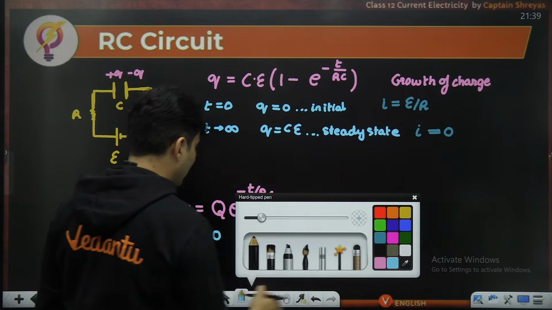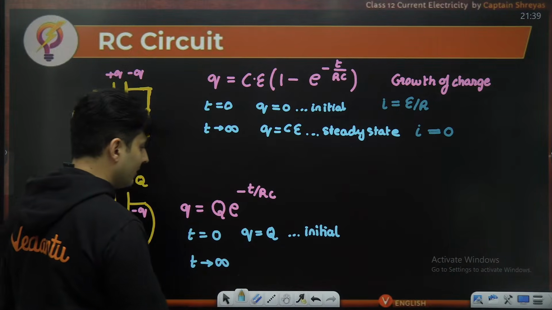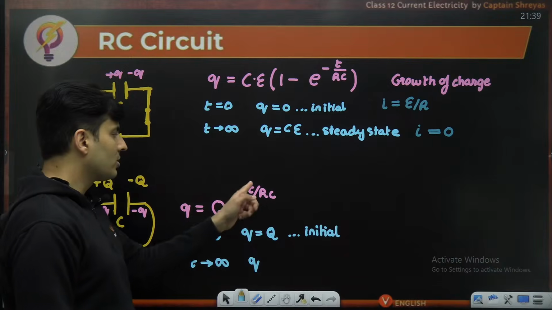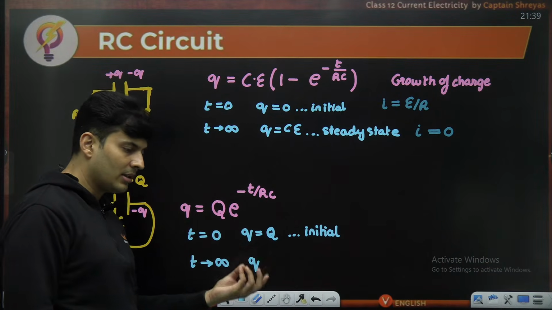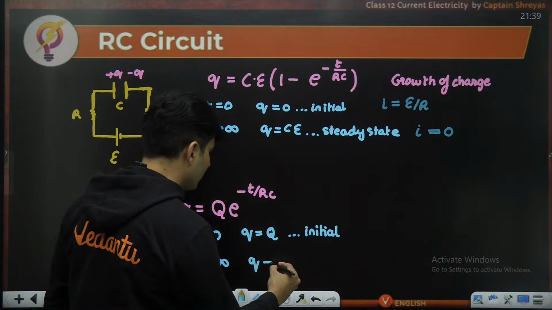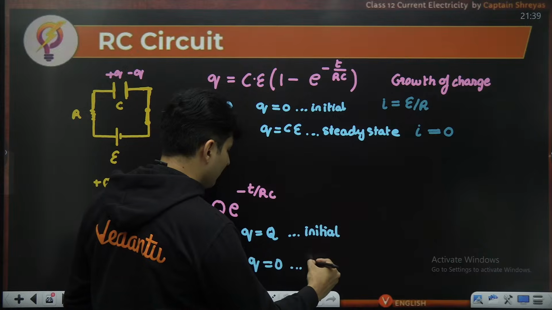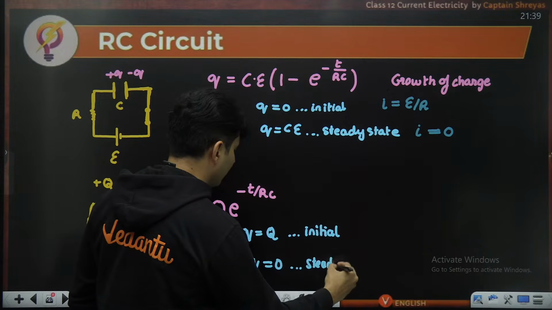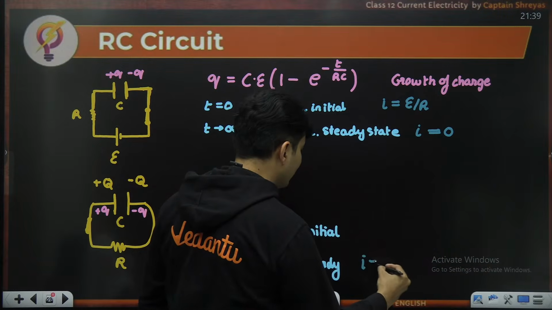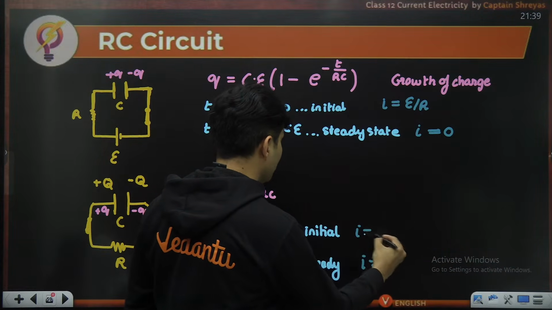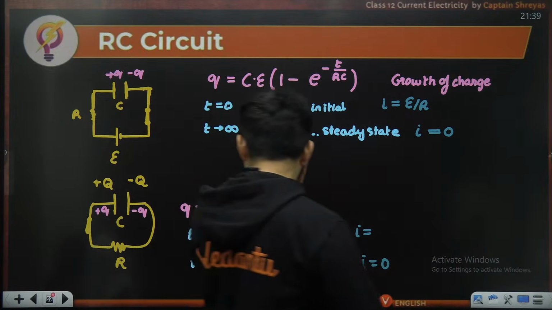But if you put the value of time as infinity, then e raised to negative infinity is 1 by e raised to infinity, which is a very large number in the denominator, which means it will become 0. So after a long time, it will get discharged. So this is the final steady state. If you ask me the current, finally the current will be 0 again over here, but initially the current will be there, and you can figure it out. It is not that difficult.